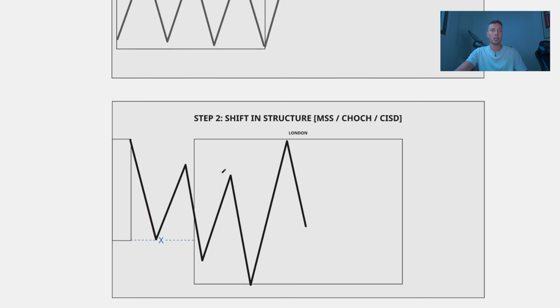So on this example here, it actually shifted to the upside. You can see here, we've swept the liquidity of the Asian lows. We had a break of structure to the downside, so we've manipulated down. And then we've had a strong push up to the upside, forming a market structure shift, or a CISD. This is step two of the strategy complete, and we literally move on to step three.